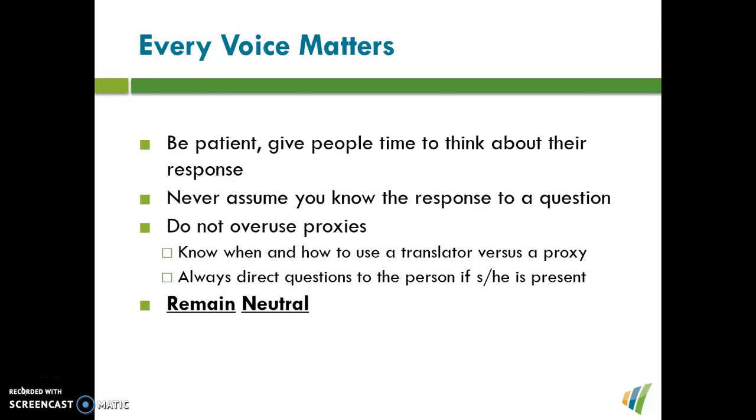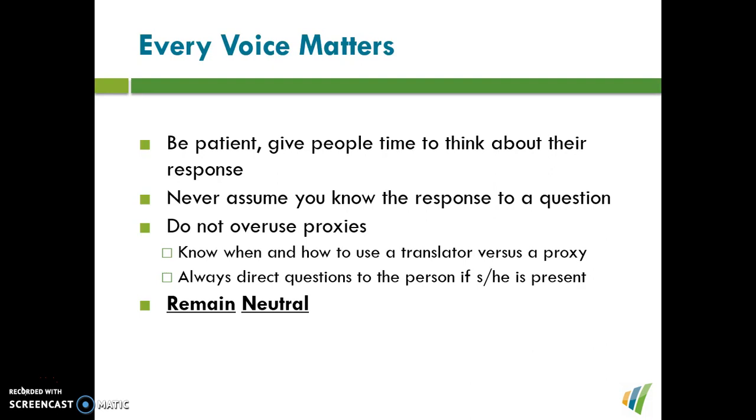We just finished talking about proxy respondents, but just a reminder again not to overuse that proxy version of the survey. Know when to use a translator versus a proxy. So again, it is absolutely okay to have somebody facilitate conversation between you and the individual. That person would not serve as a proxy. They would just serve as a way to have that person understand what you're asking and for you to understand what the person is answering. And always direct questions to the individual regardless of who's present at the meeting.